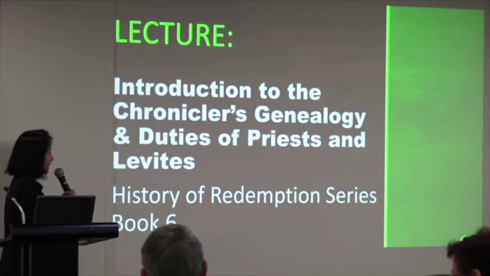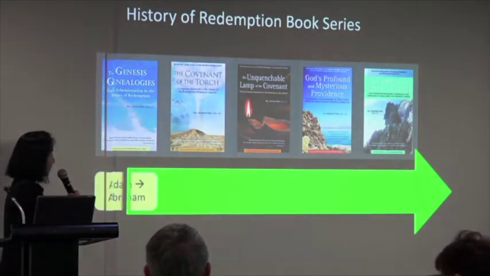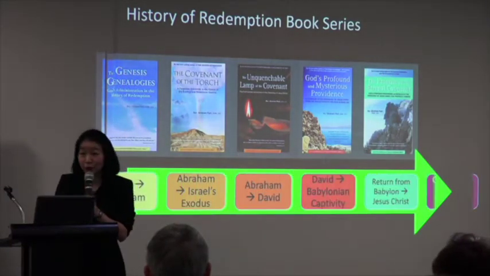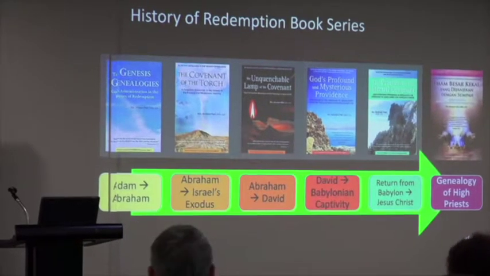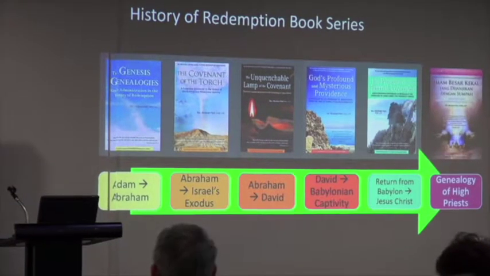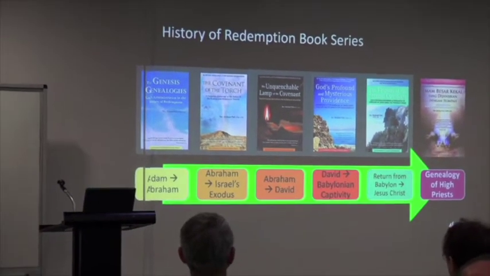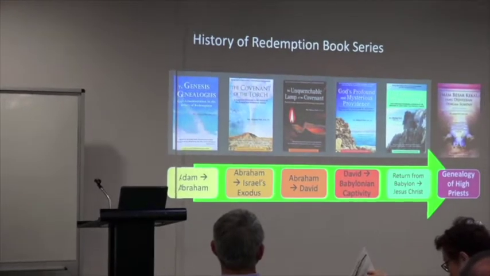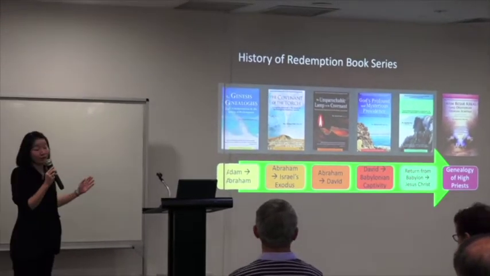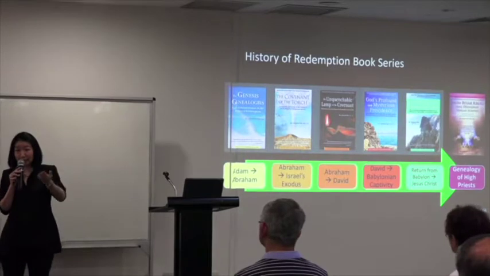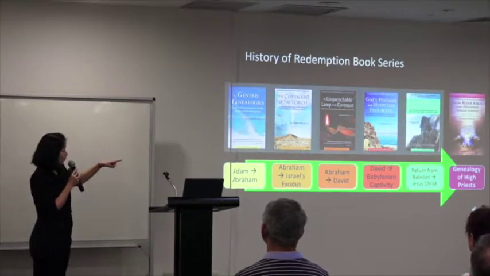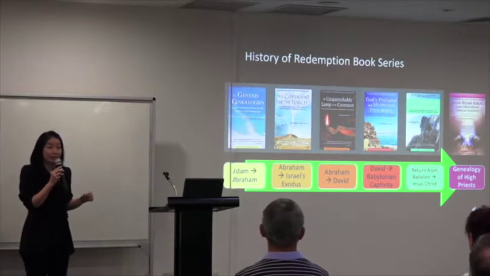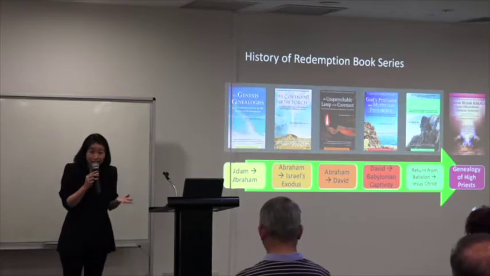So, in today's lecture, just to give some context for those of you who have been coming for the BibleHouse lectures, the History of Redemption series is authored by Dr. Reverend Abraham Park, and there are 12 books meant to be published. Out of these, 5 are published in English language, which you will see on the table behind. Today we're starting the first of the lecture here on book 6, which is going to deal with High Priest's genealogy.